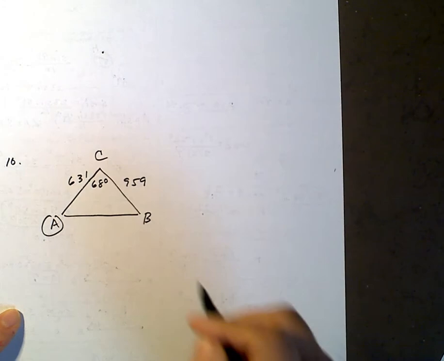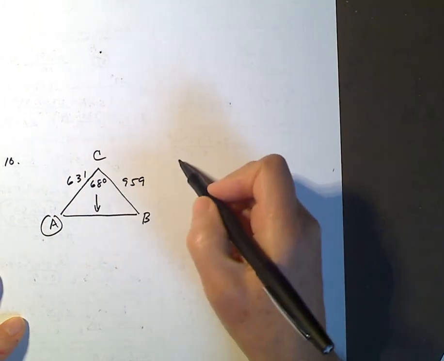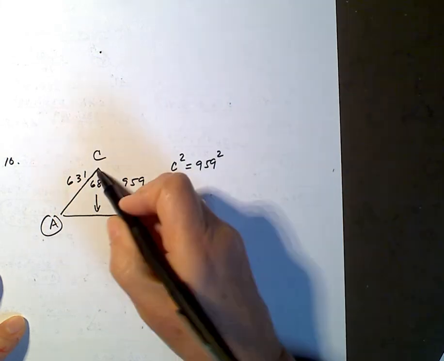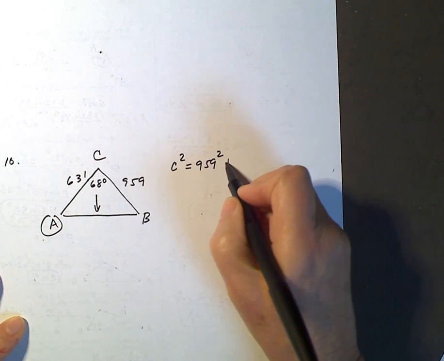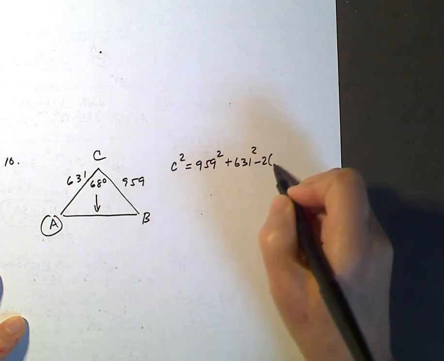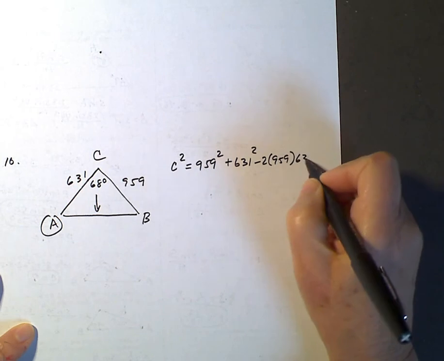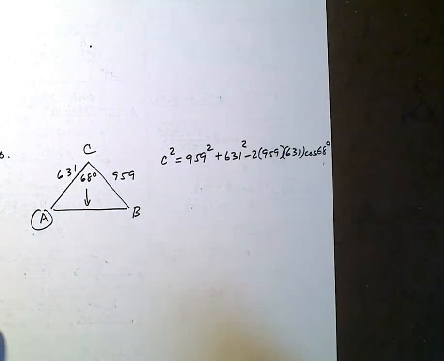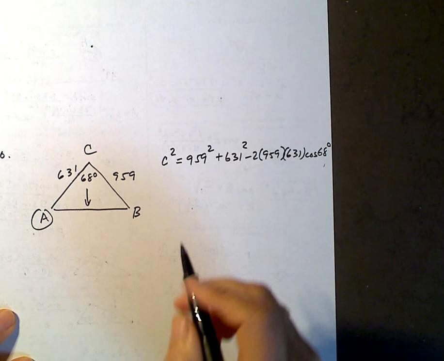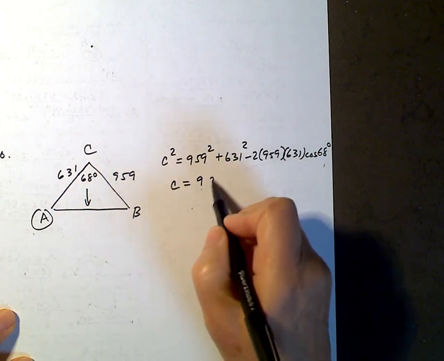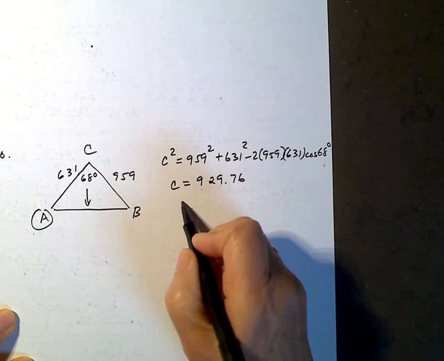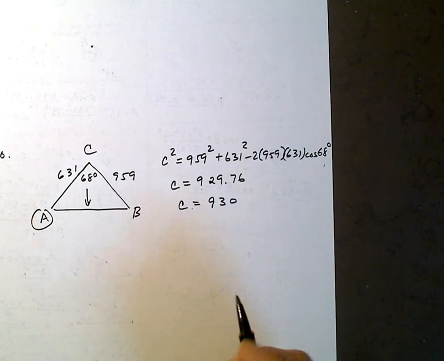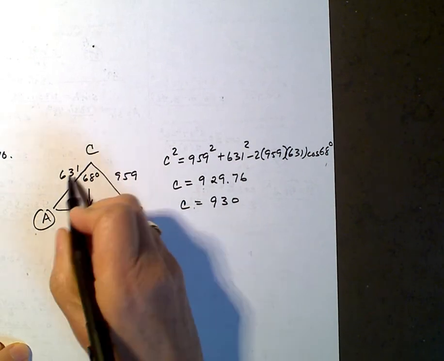So first I'm going to find side C using the law of cosines. So C squared is equal to the two sides that form this angle, 959 squared plus 631 squared minus 2 times the product of those times the cosine of 68 degrees. So when I solve this, I'll get C is equal to 929.76. So for now I'm going to round that. So I'm going to put 930 because these are expressed in whole numbers. I'll put that as a whole number.